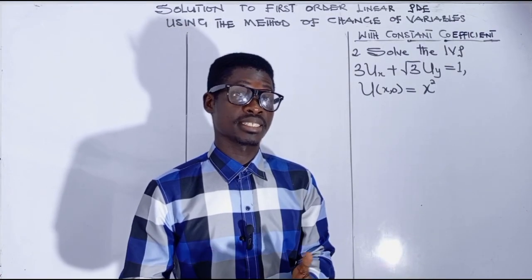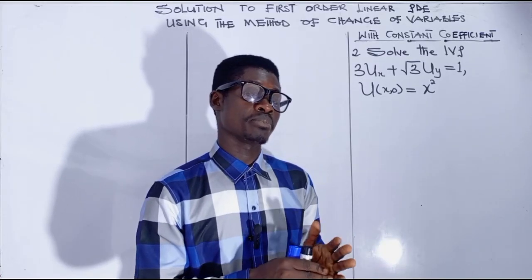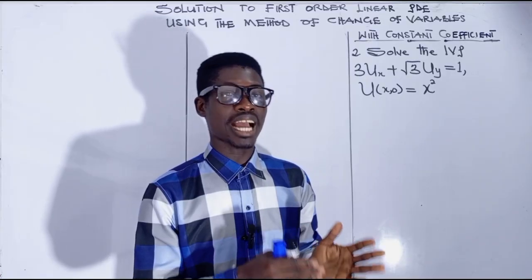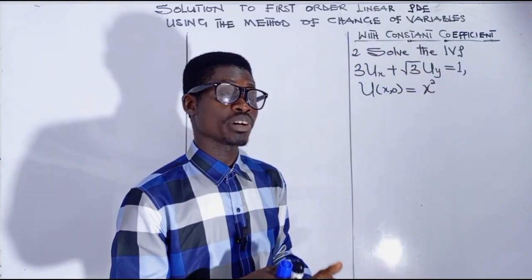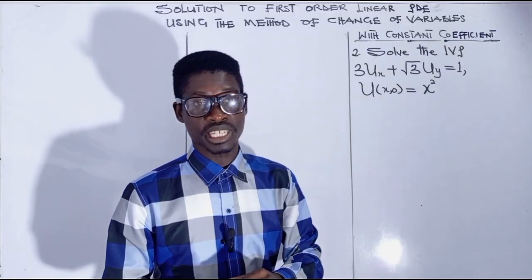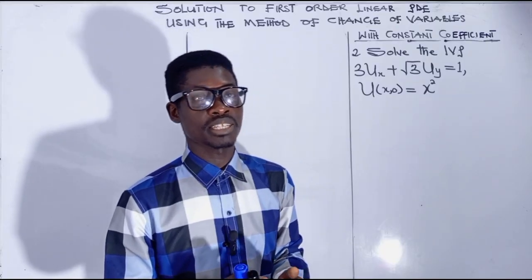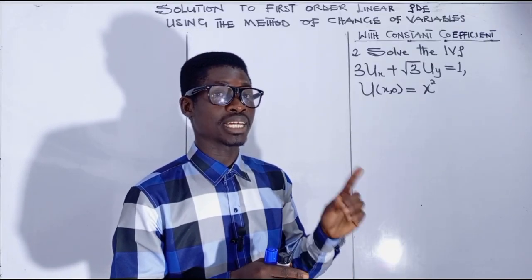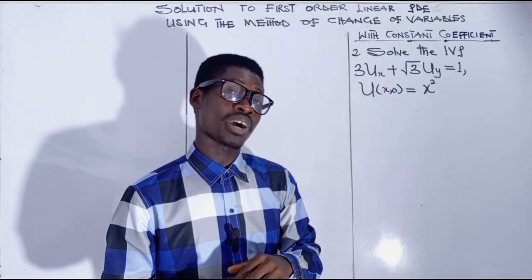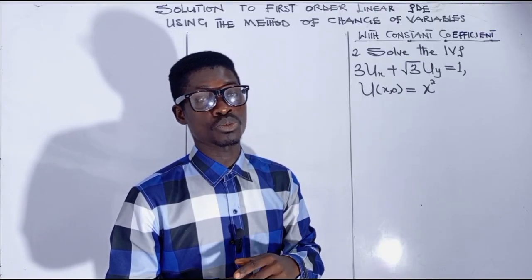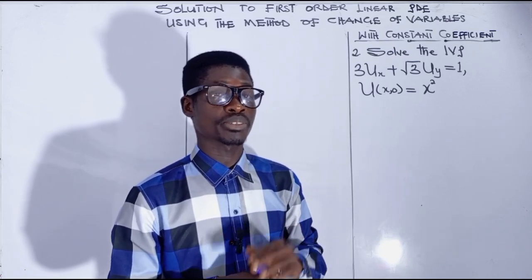Today's lesson is just a continuation of what we did in our previous lesson. If you remember, in our previous lesson, we discussed how we can use the change of variable method to solve a first order linear partial differential equation with constant coefficient. We only did one example in our previous lesson. In today's lesson, we are going to do 2 additional examples, so in all, we'll be looking at 3 examples.